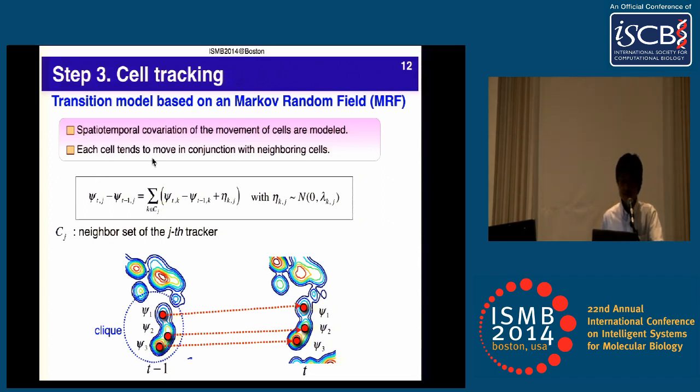This equation shows a transition model described by a Markov random field. In this model, we assume the transition of J's tracker is correlated with the transition of K's trackers. The K's trackers are in the same clique, which is denoted by C_J. Okay? And there is a noise component for the Gaussian distribution. We use this transition model as a prior distribution.